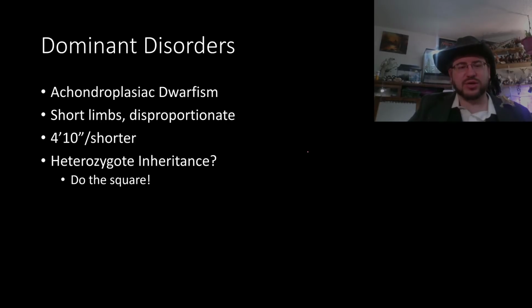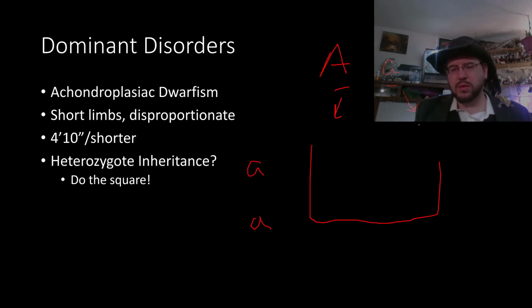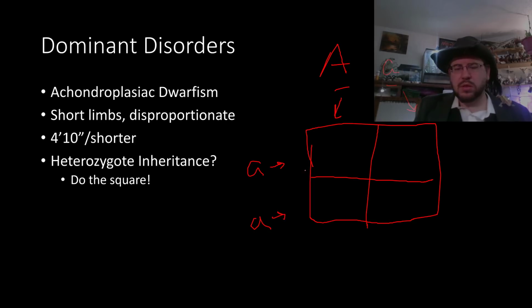How does inheritance of achondroplasia work when you're heterozygous? So if you have achondroplasia, here's your dominant allele, and here's your recessive allele. You can donate either the dominant allele or the recessive allele to your gamete. So here's someone with achondroplasia. Here's someone who doesn't have achondroplasia. We'll just punnet that baby out. And so your probabilities are 50% that your offspring will have achondroplasia and 50% that your offspring will not have achondroplasia.